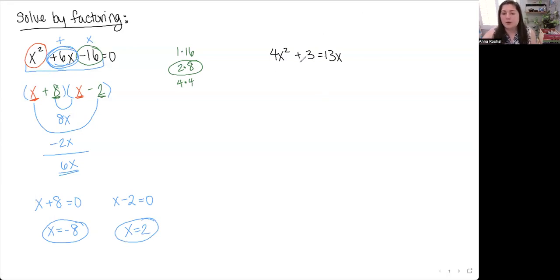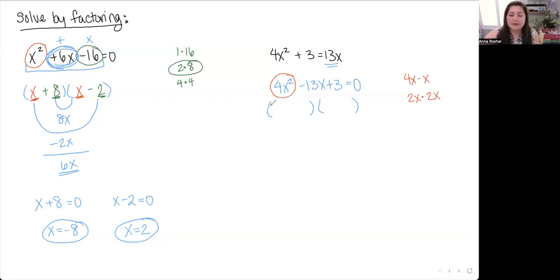So moving on to the next problem, when I have one that doesn't equal 0, I need to make it equal 0, right? So I'm going to move this guy over to the other side by subtracting 13. So I'm going to have -13x plus 3 equals 0. And then I'm going to open up my 2 sets of parentheses, because that's how I solve by factoring. I know that my first term is going to need to be factors of this. So the options that I have are going to be 4x times x, or 2x times 2x.